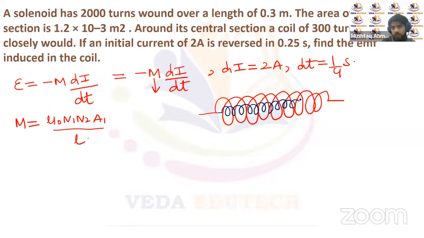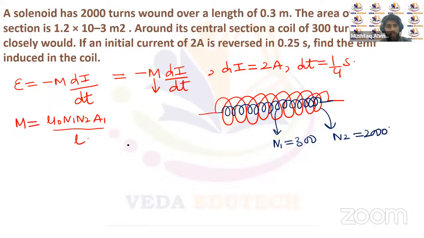Now, because of the change in the current in the bigger coil, the magnetic flux linked with the smaller coil changes, and because of that, EMF gets induced in the central coil. This coil has a number of turns, let's suppose N1, which is 300, and N2 is the number of turns of the bigger coil, given as 2000 turns. So 2000 turns are the number of turns in the bigger coil.